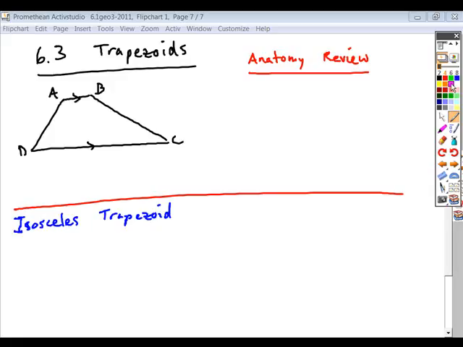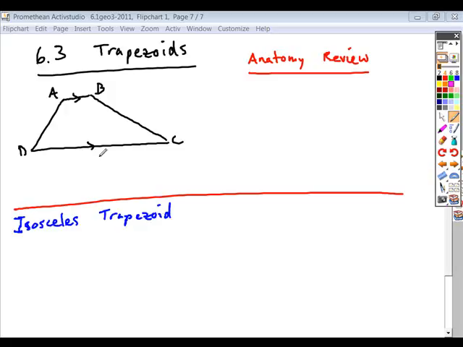The introduction to one of the specific quadrilaterals, a trapezoid. A trapezoid is defined as a quadrilateral with one pair of parallel sides, one and only one pair. So in this case, AB and DC are parallel to each other.